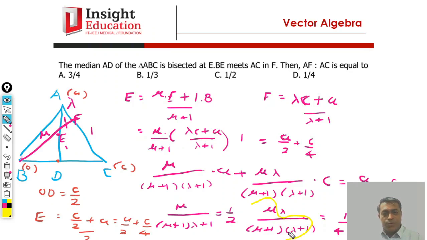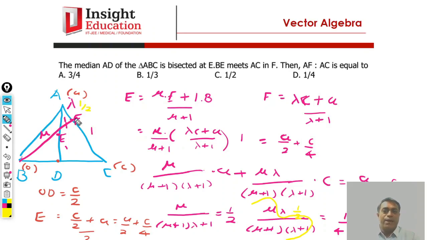So mu upon mu plus 1 lambda plus 1 is equal to 1 by 2, so 1 by 2 into lambda is equal to 1 by 4. So naturally lambda should be equal to 1 by 2. So now you know the ratio, lambda is equal to 1 by 2, so 1 by 2 is to 1.